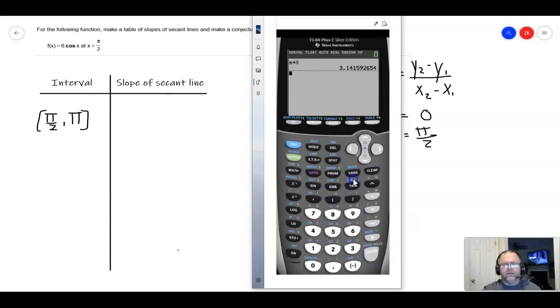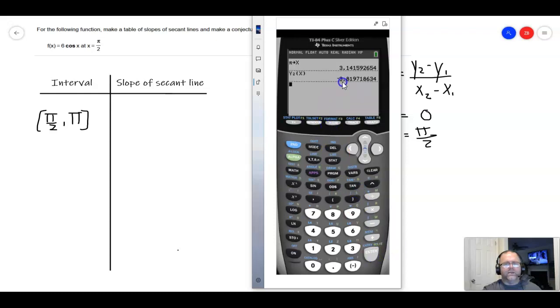And then I'm going to vars, go to my y variables. I'm going to pull up that y2 function. That's where I put the slope of that secant line in there. And I'm going to evaluate it at the value that I just put in for x, which is that pi, the 3.14.